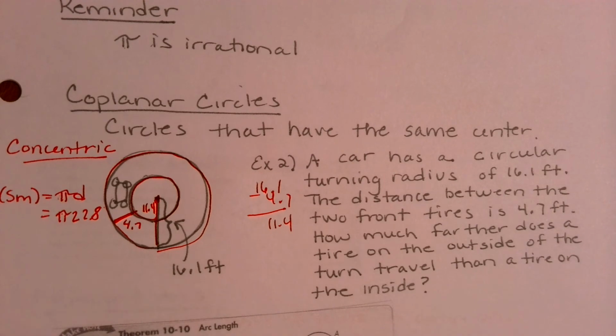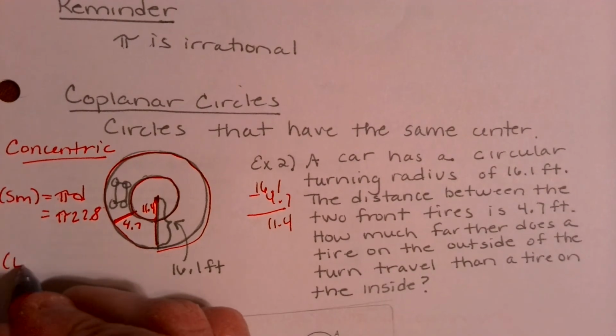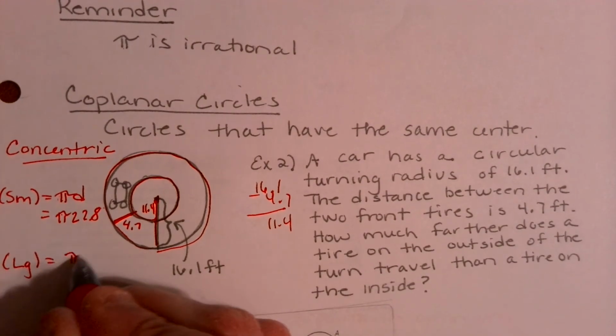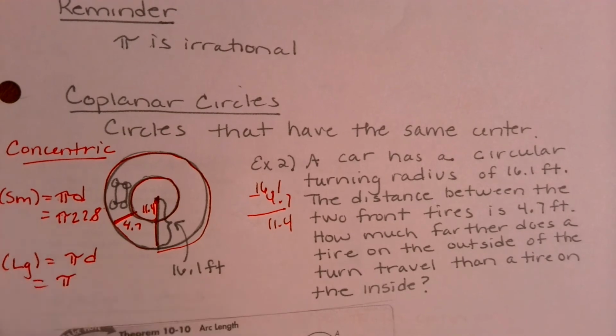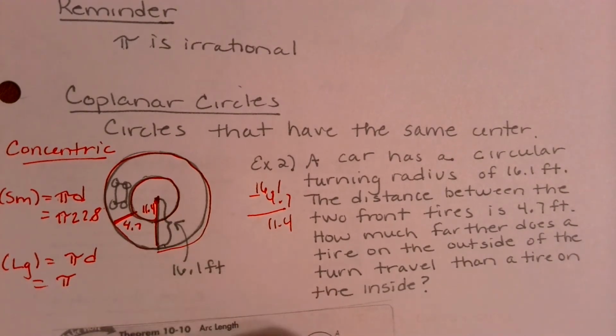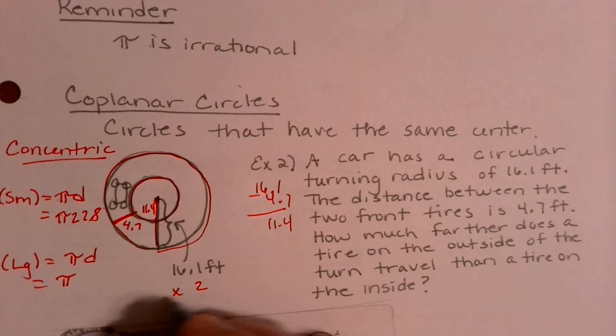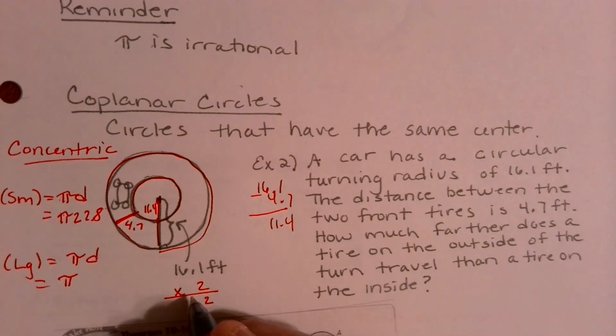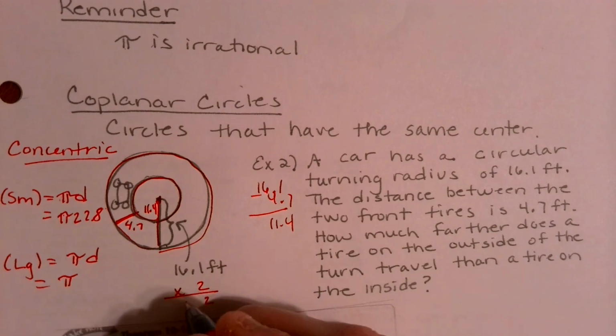So then we need to get the circumference of the large one. That's also pi times diameter. Pi times the diameter of the large one. This is the radius, so we would double it. Well, I don't need to do that. It's 32.2.